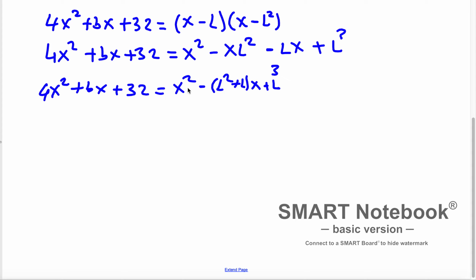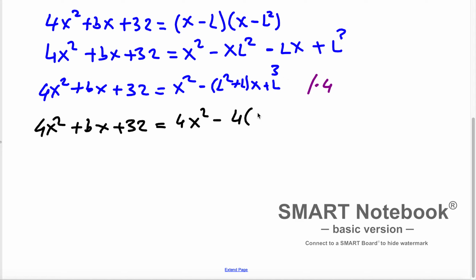And the purpose here is to make it how it was in its original form. Because here is a 4, it means it was 4x squared in the original form, but because we wanted to find the solution, we simplified by 4. Now just this part here, I am going to multiply by 4, just the right side, to make it like the original form. So 4x squared plus bx plus 32 is going to be equal to 4x squared minus 4 times (L plus L squared), so we can write L squared or L, it doesn't make any difference, times x, plus 4L cubic.